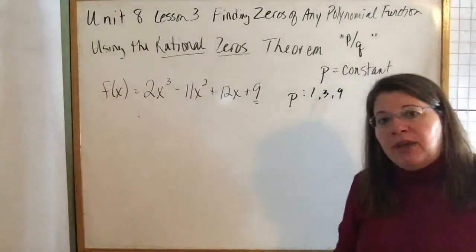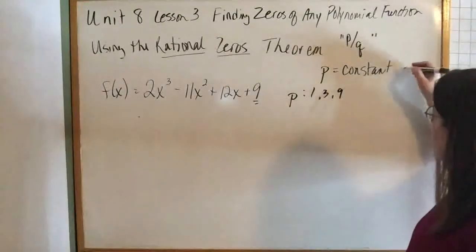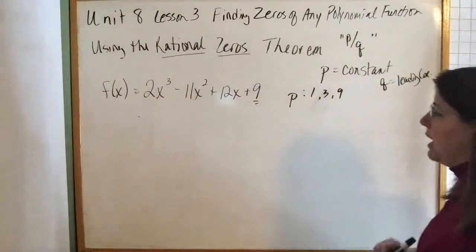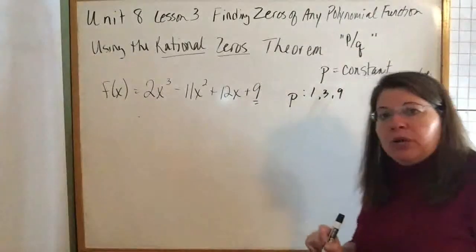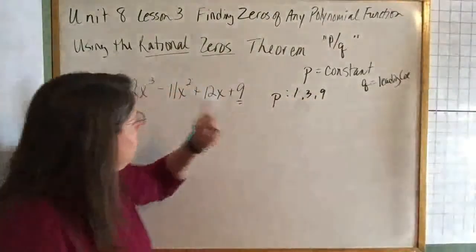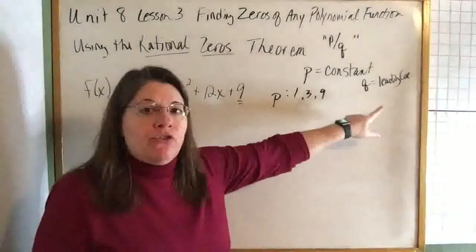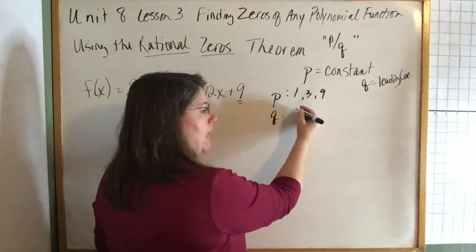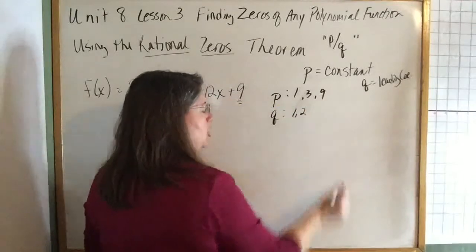Then I'm going to find all the factors of my Q value. My Q value is the leading coefficient. So my leading coefficient here is 2. So my Q values, since my leading coefficient is 2, are the factors of 2, which are just 1 and 2.